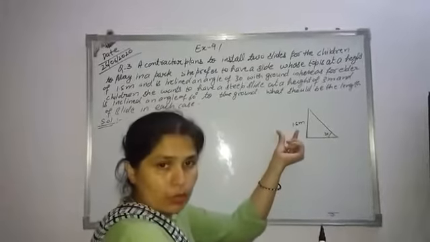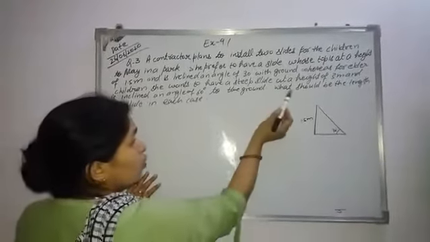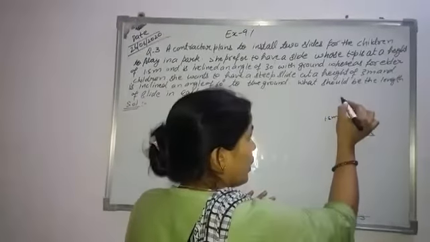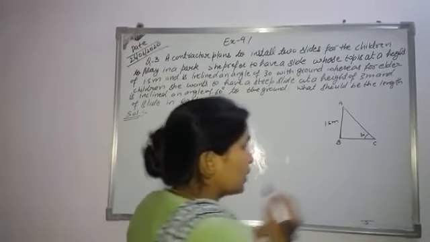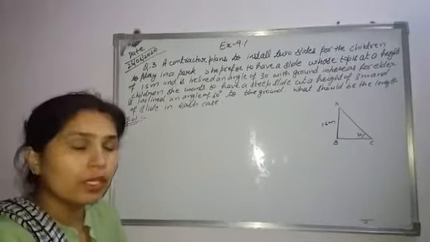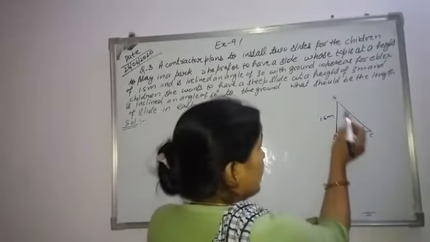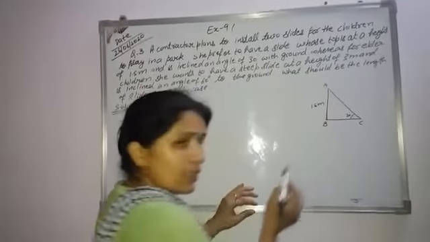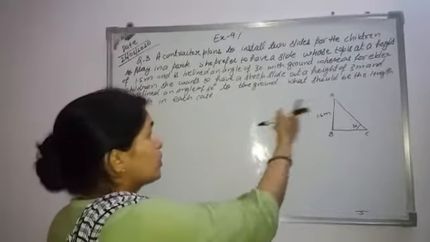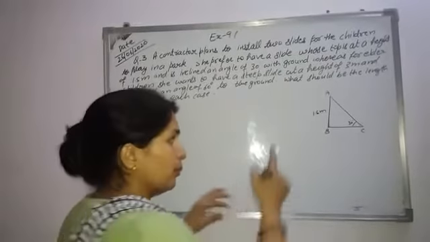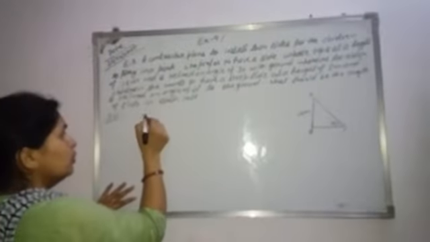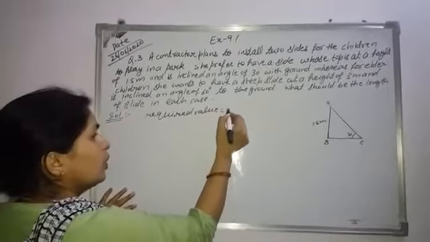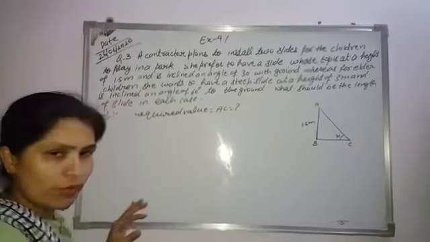This condition is given to us, and we want to find out what should be the length of the slide in each case. Suppose these points are A, B and C. Now which value do we want to find out? In this case we want to find out this length, AC. Because this is the length of the slide. The length of the slide we want to find out in each case. So the required value is equal to AC.